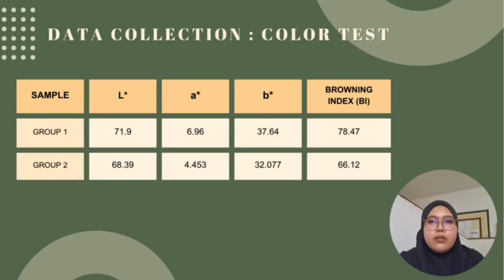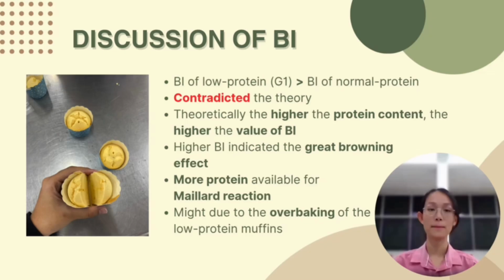Next, I will begin with data collection for color tests, which focus on the browning effects of muffins made with different protein levels. We use the LAB color system and calculate the browning index for the muffin. Group 1 used low protein flour and the browning index was 78.47. The browning index for Group 2, using normal protein flour, was 66.12. Based on the table of the color test, the browning index of the low protein muffin was higher than the normal protein muffin.